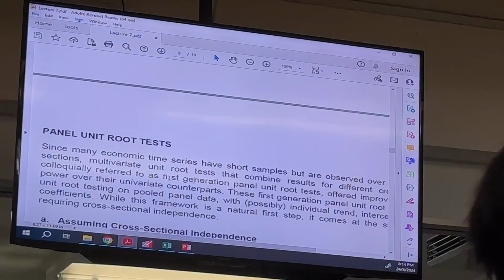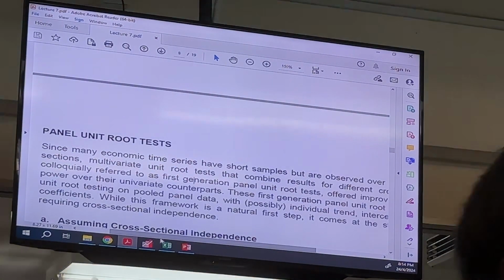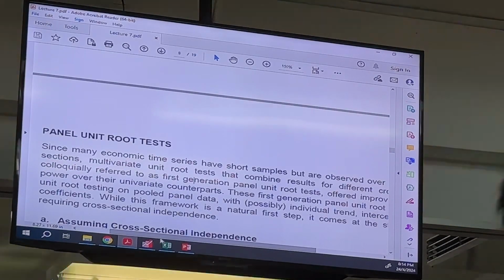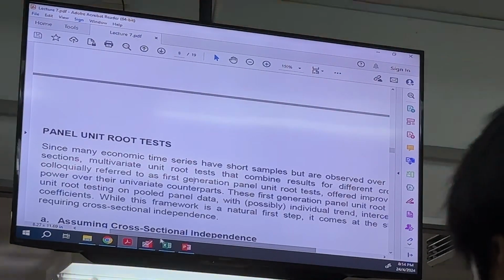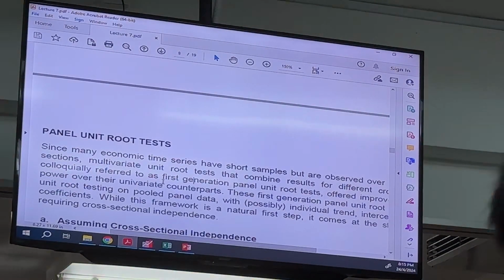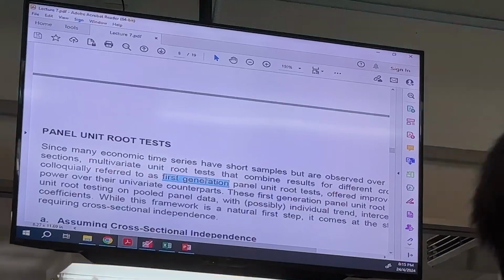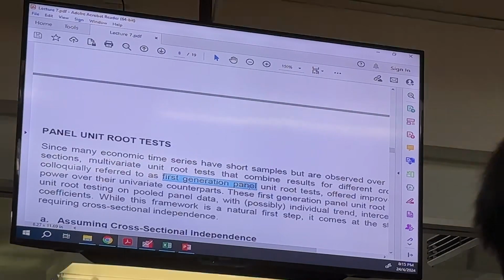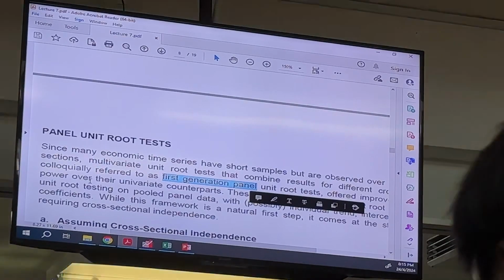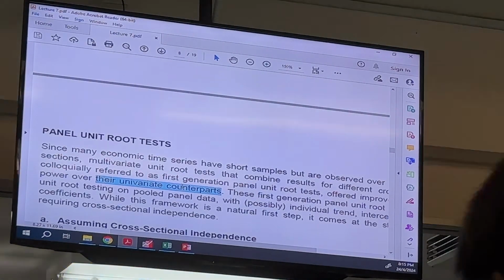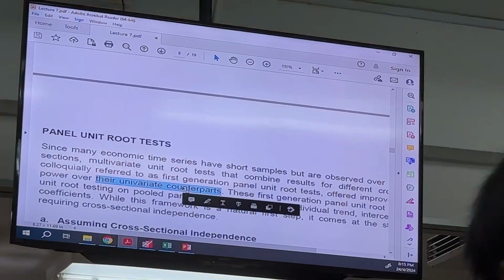So in order to deal with this spurious regression, we can use the panel unit test to test for the integrated properties of this series. The first one, the first unit test, we call the first generation panel unit test. Actually, it is to improve the univariate unit test. Why do we want to proceed with the panel unit test? Because just now, for example, we ran the pooled OLS, then we ran the fixed effect and random effect. So do you want to know what the properties of your series are in a panel setting?